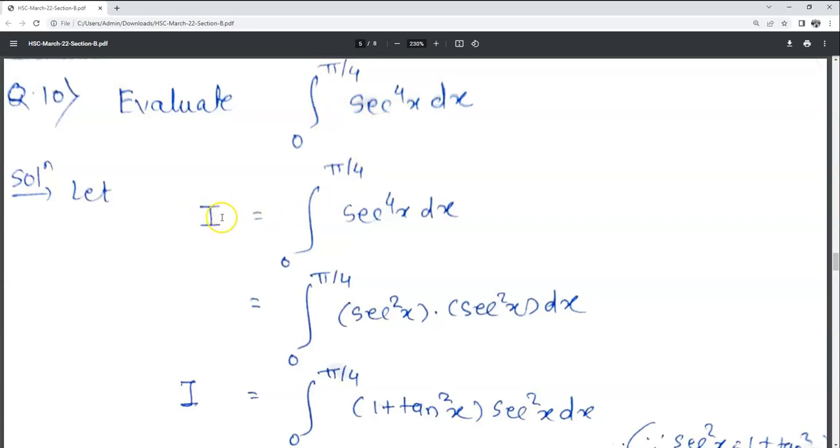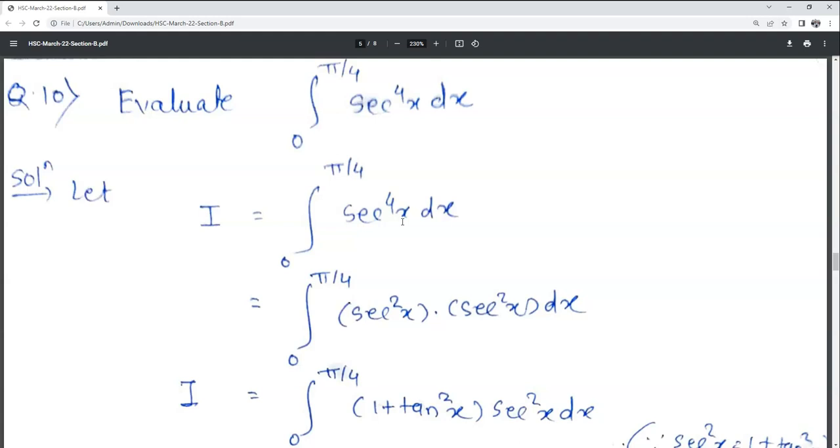Let I is equal to all this stuff. 0 to pi by 4 sec raised to 4x dx. I will always say dx, right? I will not just say integration of. Okay. So this is dx. इथे द ट्रिक आहे. You should basically know the integration formula. If you know the integration formula, you are a master in this. If you don't know, then you are not.